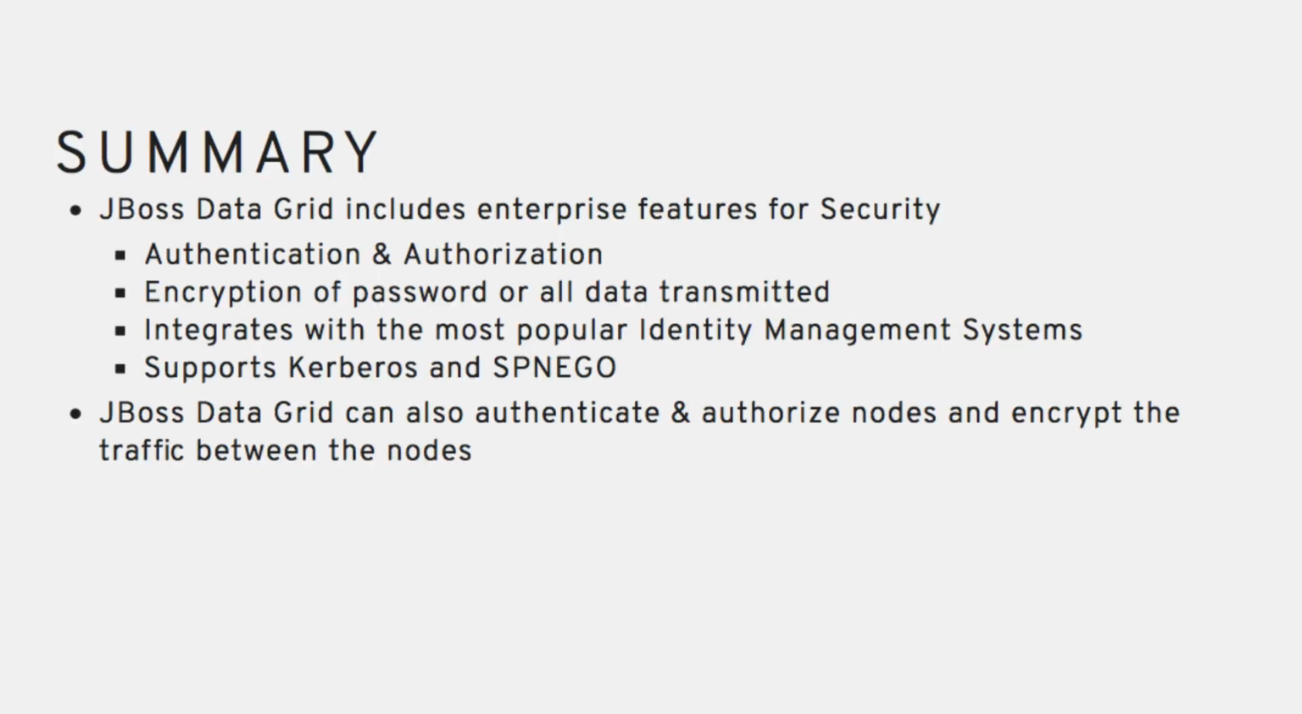To summarize, JBoss Data Grid includes enterprise features for security, like authentication and authorization, encryption of the password or all data transmitted, integrates well with most popular identity management systems, and it also supports Kerberos and SPNEGO for authentication. JBoss Data Grid can also authenticate and authorize nodes and encrypt the traffic between them.